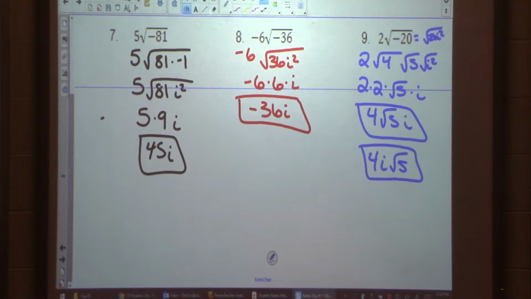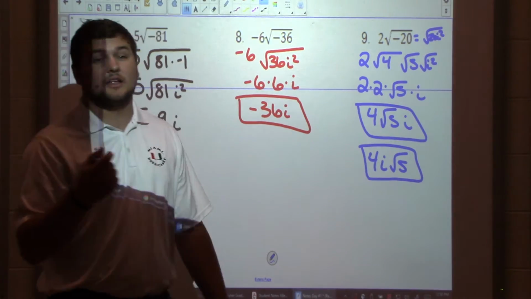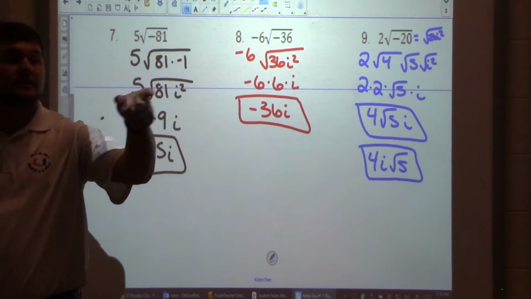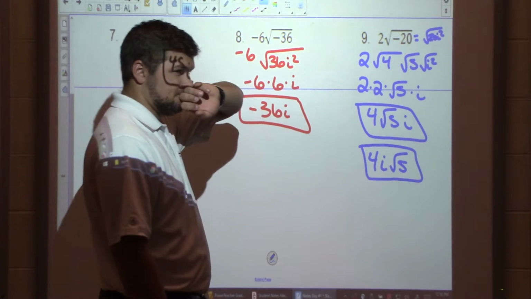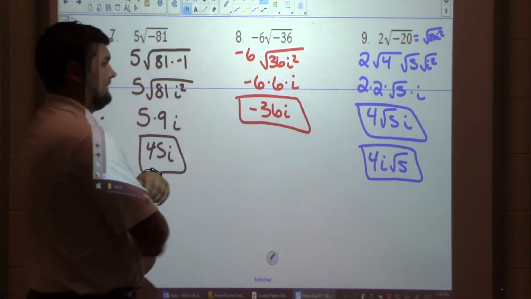The i goes under the radical. We do not want that. If it looks like your i is under the radical on a test, it will be marked wrong. All right? So, I didn't do it that exact way, but I got the same answer. So I put 2, but then I did negative 4 for the perfect square times root 5.